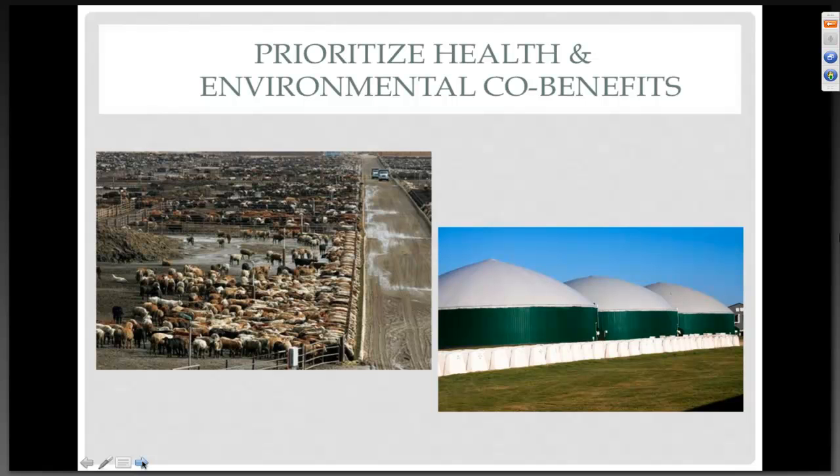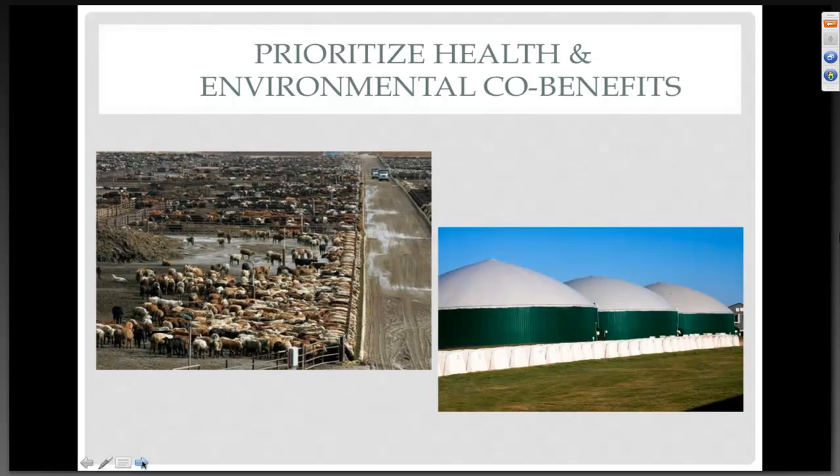This protocol does describe the parameters under which confined animal feeding operations can sell some credits if they install anaerobic digesters on their CAFO. So it pays growers a certain amount of money, whatever the market cost of carbon is per ton, to capture methane in these different kinds of facilities that capture the gas that comes off the animal waste and turns that methane into electricity, sometimes natural gas.